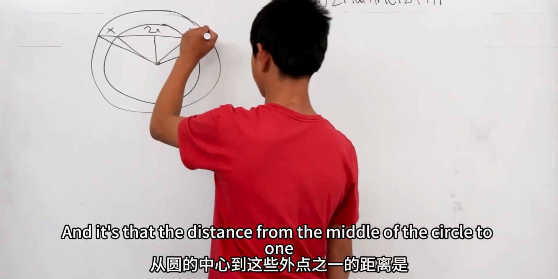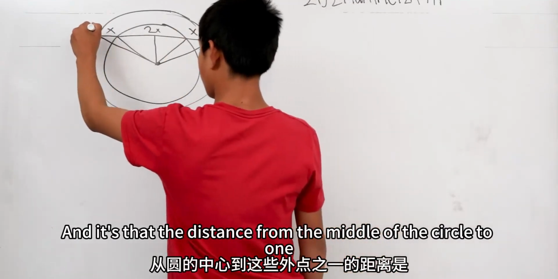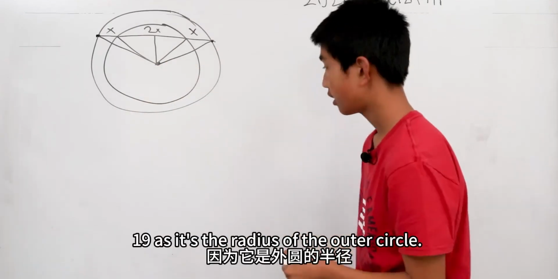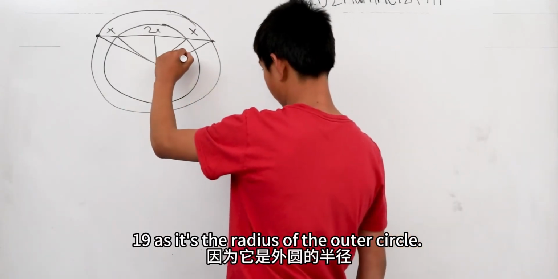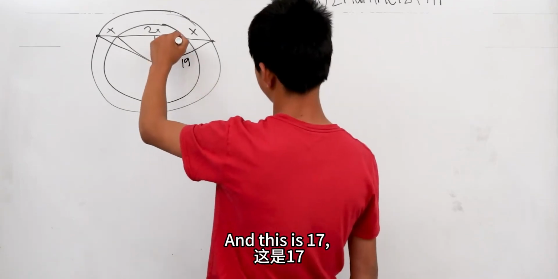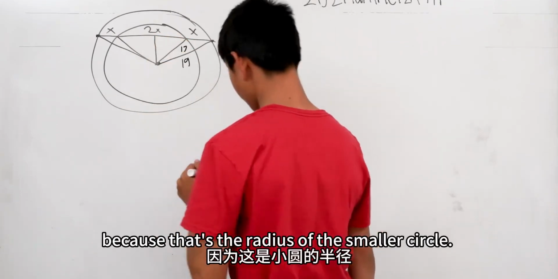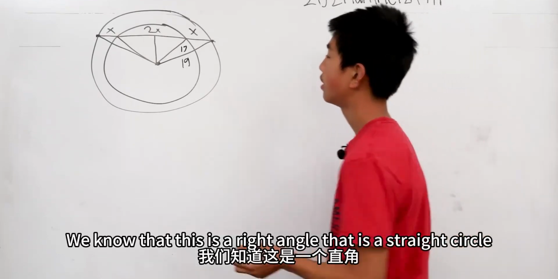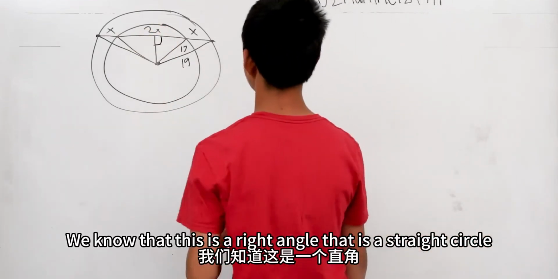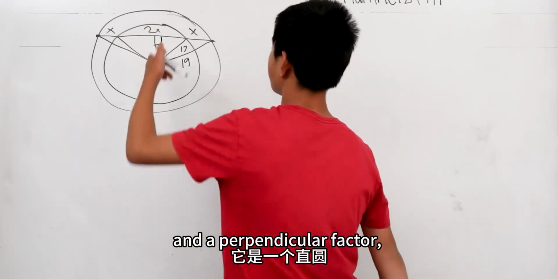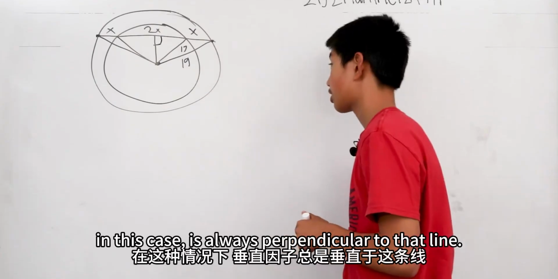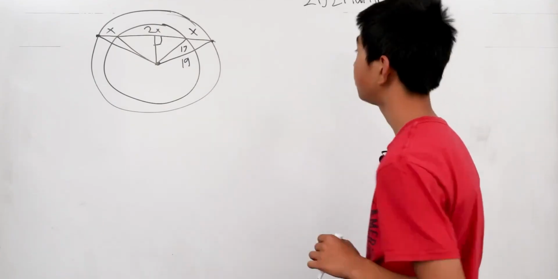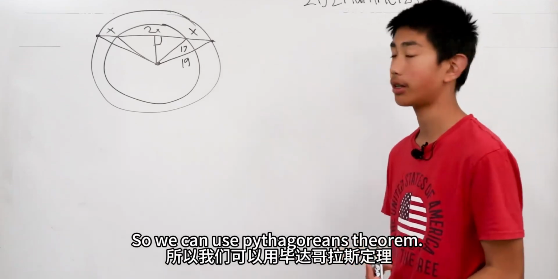And you note that the distance from the middle of the circle to one of these outer points is 19, as it's the radius of the outer circle, and this is 17 because that's the radius of the smaller circle. We know that this is a right angle, as a perpendicular bisector in this case is always perpendicular to that line. So we can use the Pythagorean theorem.